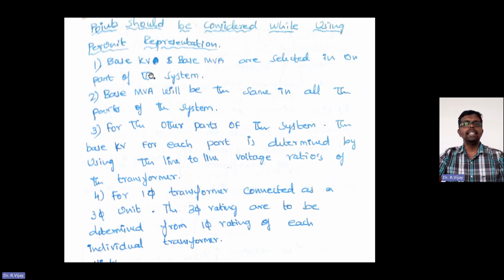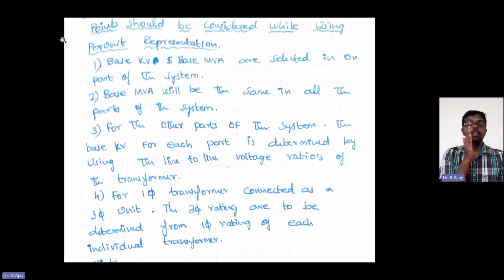First, base kilovolt and base MVA are selected on a part of the system. When selecting the base kilovolt or base MVA, you need to select from one part of the system. So that you need to remember. Either you go left to right, but generally the Indian standards follow left to right basis, from generator, transmission line, load, transformer. Don't go in reverse, because we are generating and transmitting, and we are calculating the system based on that. So basically you have to go with this part.